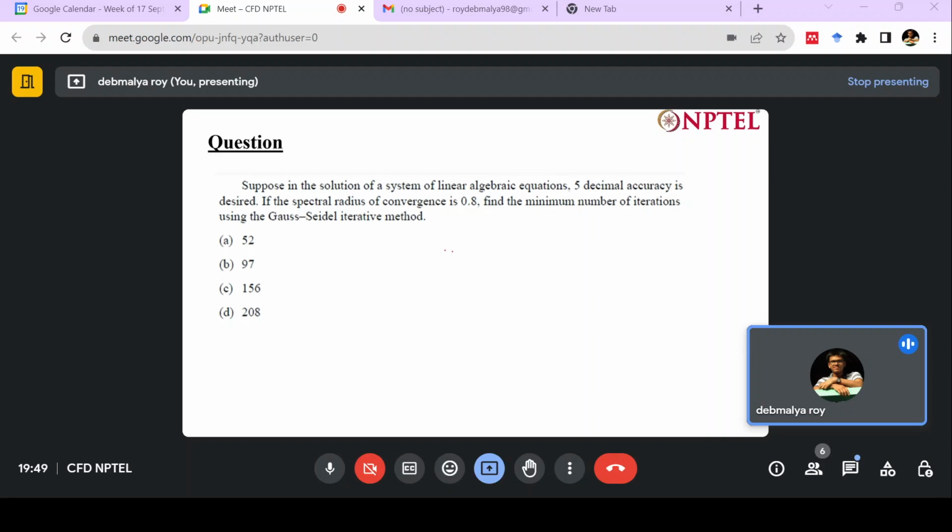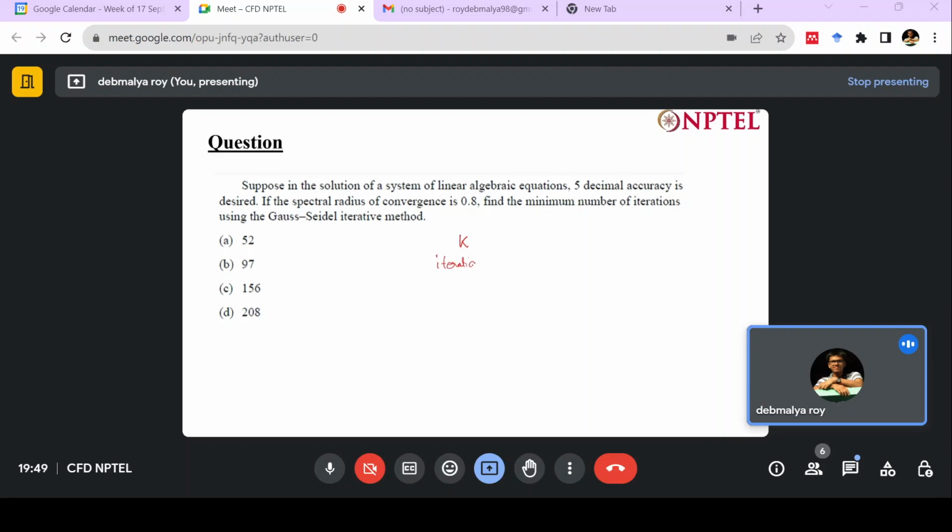For this we must know one expression. The derivation of this expression, I think you will find in your class notes, so I'm not going into the derivation in this live session. In the end, we would come to a result in this way. So this is the number of iterations.